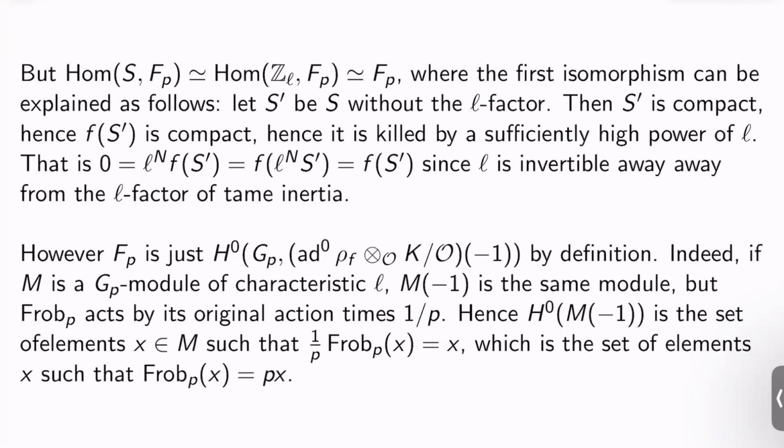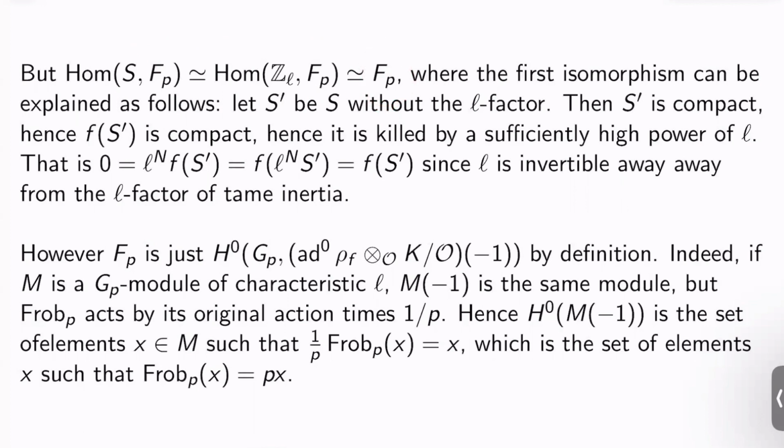But L is invertible away from the L factor of tame inertia. And we got rid of the L factor from S to produce S prime. So this here is really just F of S prime. And so F of S prime is 0. Okay. And so that gives you this isomorphism. So the question then is, what is FP?